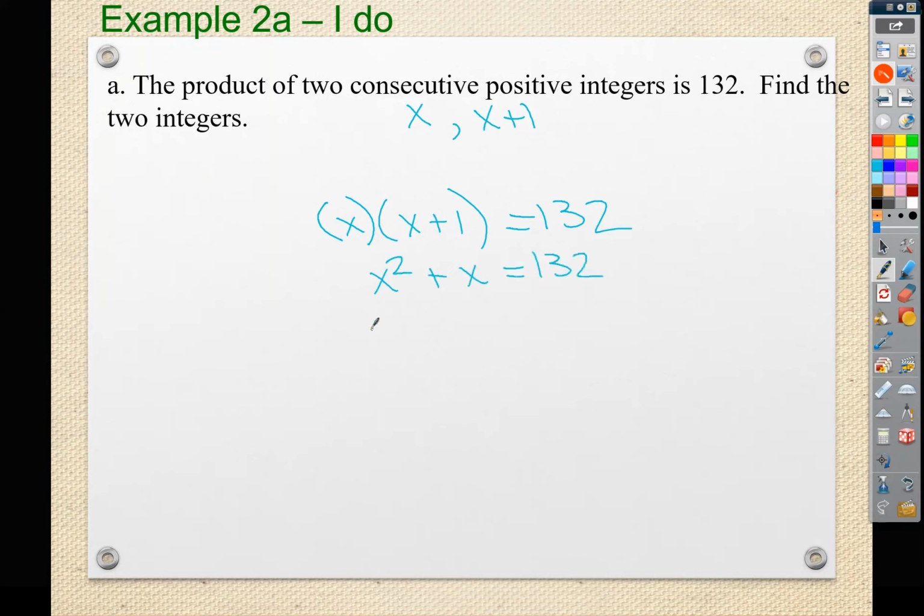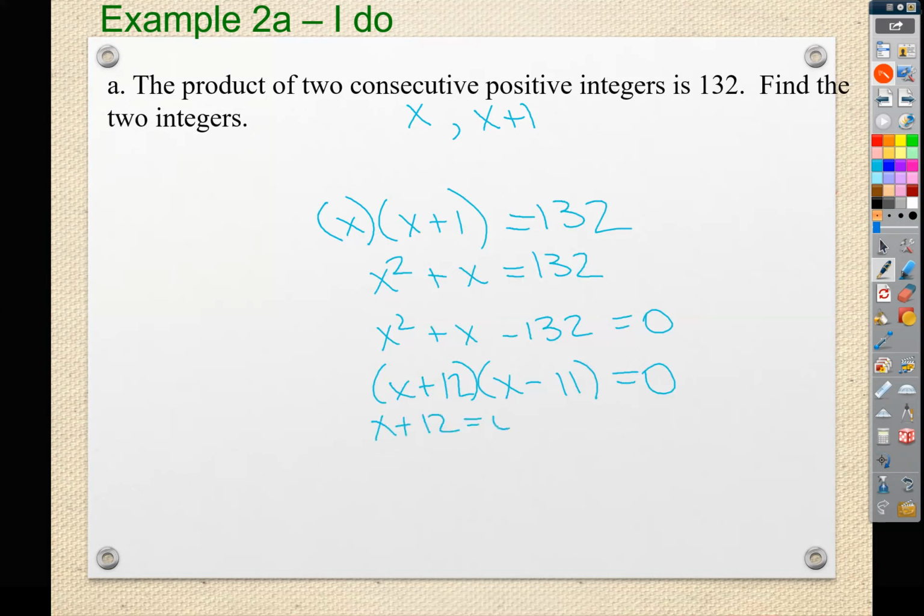And anytime you have a quadratic term, you have to set one side of the equation equal to 0. So I'm going to subtract that 132 and factor. So x times x is x squared, and 12 times 11 is 132. And if I want a positive one, I need to have a positive 12 and a negative 11, because 12 minus 11 is 1, and 12 times negative 11 is negative 132. So I'm going to set both of these factors equal to 0, and I would get negative 12 and positive 11.